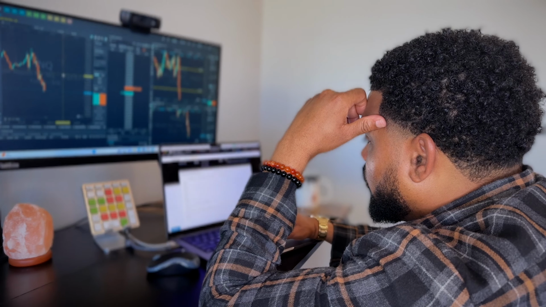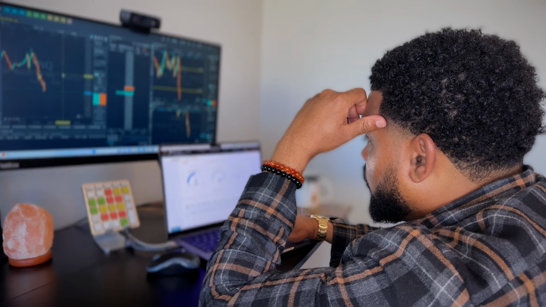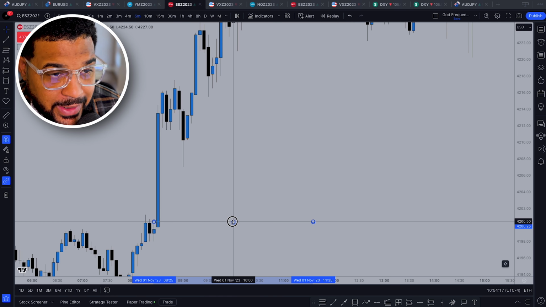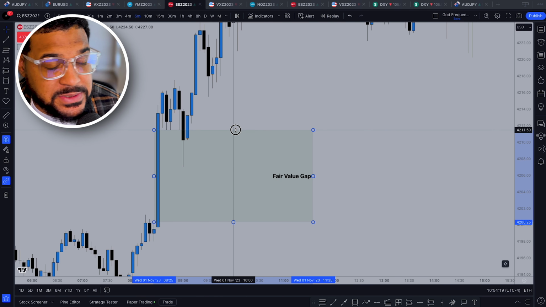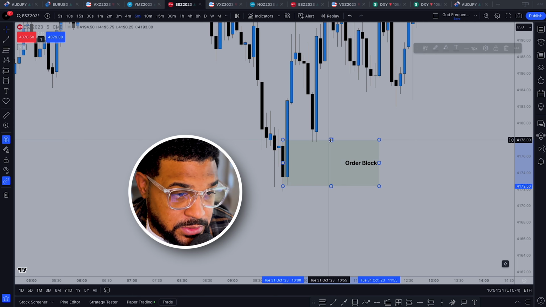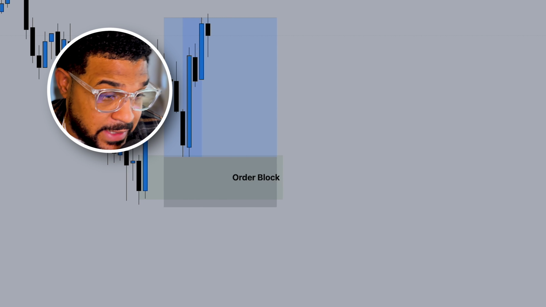In order for you to frame high probability setups, you must master trading order blocks and fair value gaps. Once you can spot liquidity and you clearly have a bias and you can see where price is most likely going to go next, then you will identify and draw these fair value gaps and order blocks out on your charts. Once price comes into there, that's your entry.